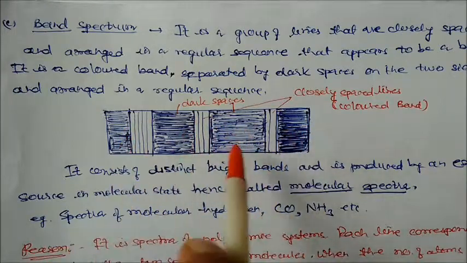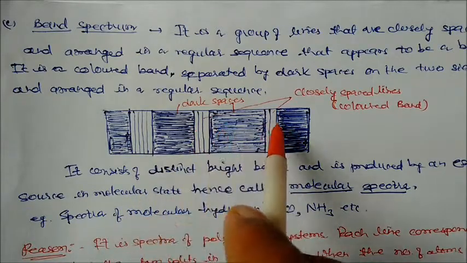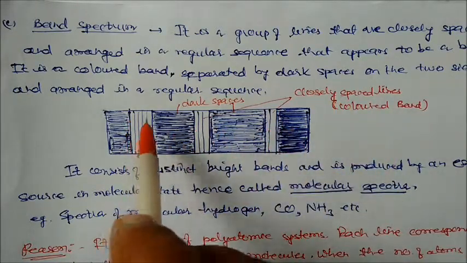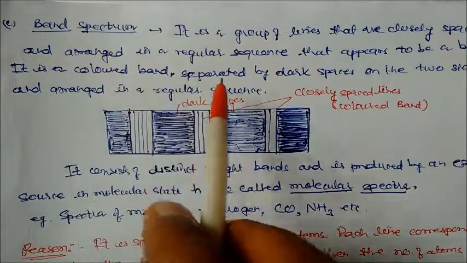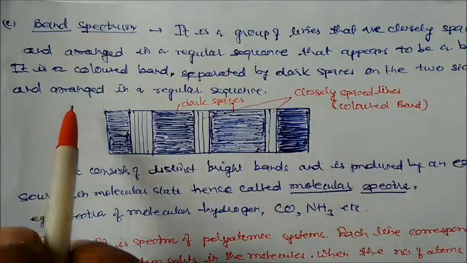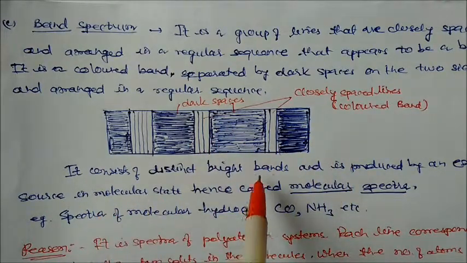So these lines are there. This is the colored band. These are colored bands, and closely spaced lines: 1, 2, 3, 4; 1, 2, 3; 1, 2, 3. So it is a color band separated by dark spaces on the two sides and arranged in a regular sequence, and it consists of distinct dark bands.